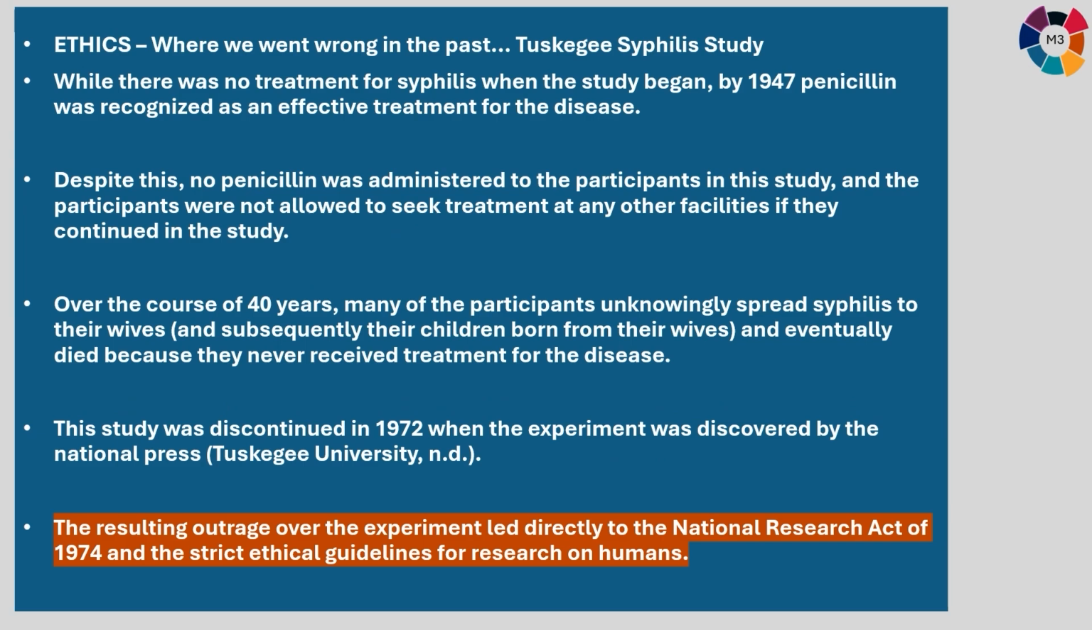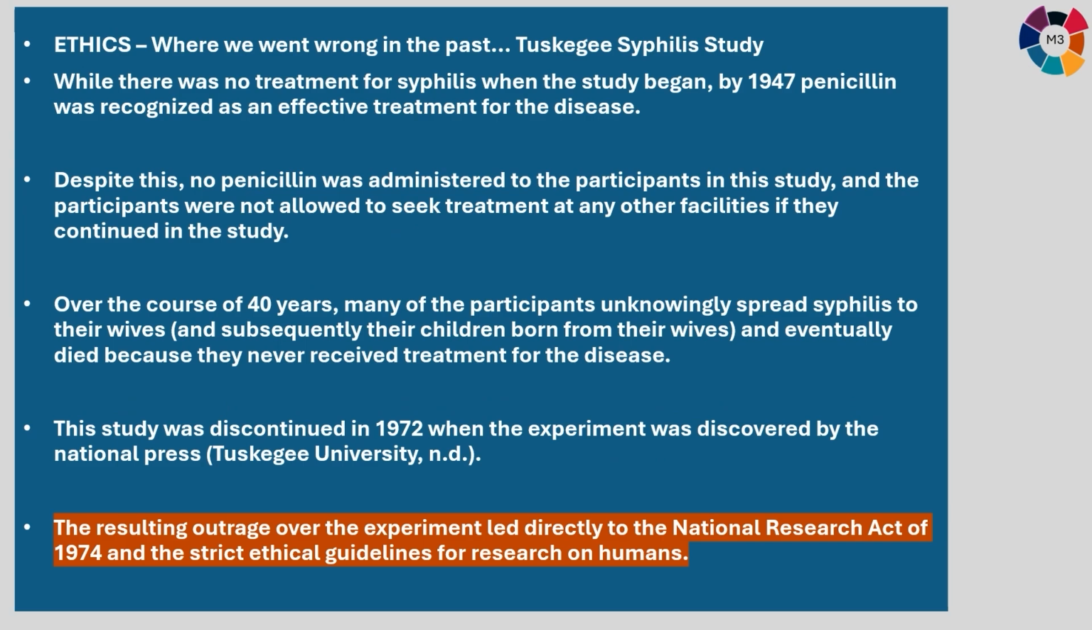Over the course of 40 years, many of the participants unknowingly spread syphilis to their wives and subsequently their children that were born from their wives, and eventually died because they didn't receive treatment for the disease. This study was discontinued in 1972 when the experiment was discovered by the national press. The resulting outrage over this experiment led directly to the National Research Act of 1974 and the strict ethical guidelines for research on humans.